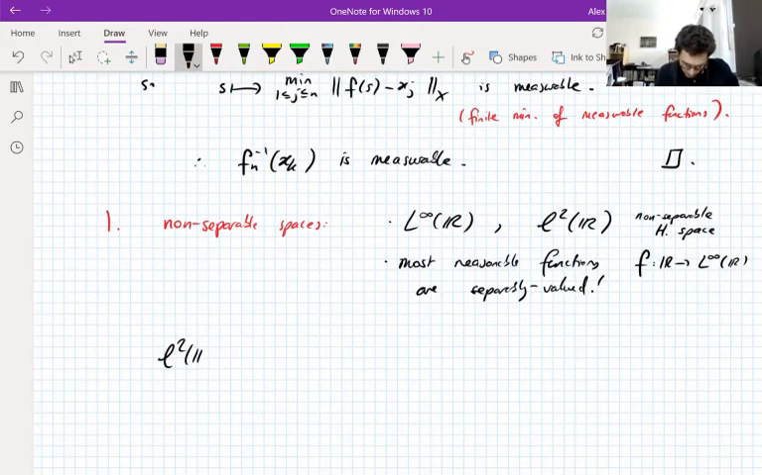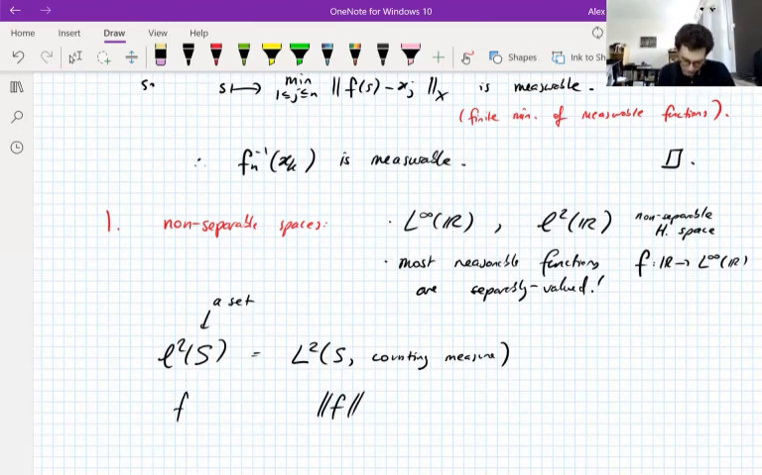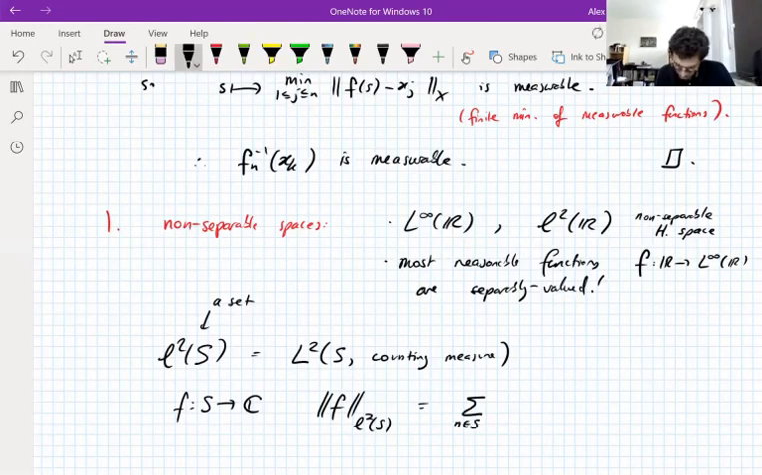L2 of, let's just write L2 of a set S. Just a set, no measure structure, nothing like that. L2 of the set is your standard L2 of the set, but your set has counting measure. So your norm of a sequence F, well, you think of it as a sequence, but it's a function. If F is mapping S to, say, C, then the L2 norm of that is going to be the sum over all n in S of |F(n)| squared, to the power 1/2.